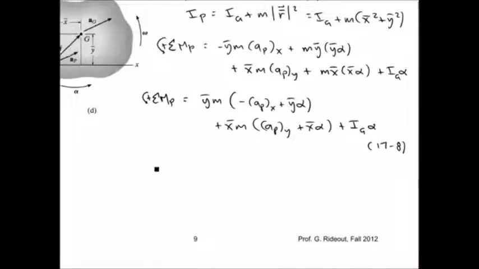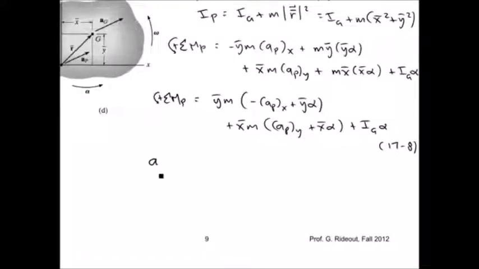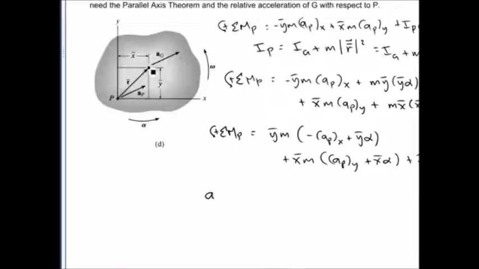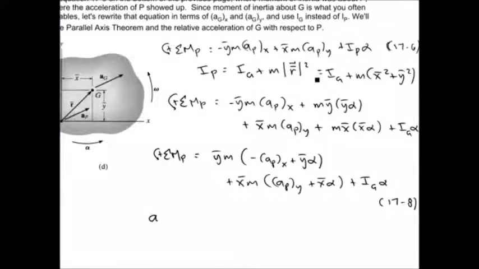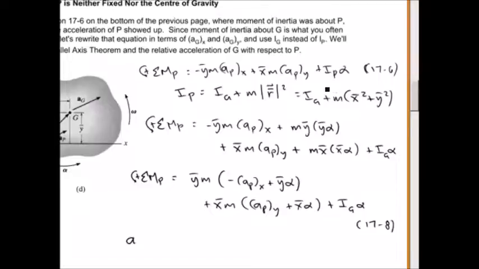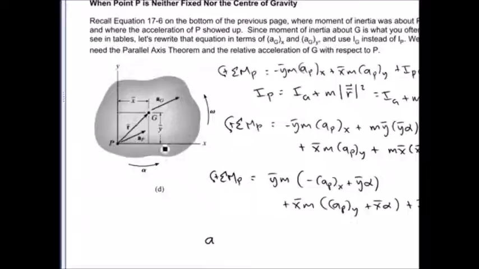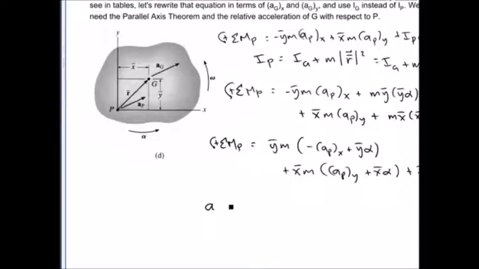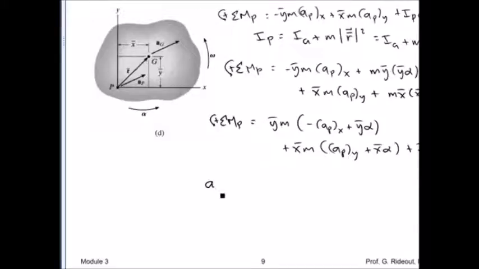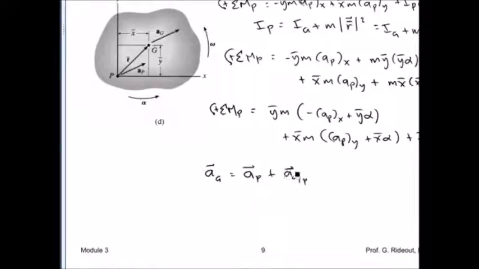What we're going to do now on the next page is, instead of writing the acceleration of P, put this in terms of the acceleration of G. So we're going to take our original moment equation about P. We're getting rid of IP in favor of IG. We're getting rid of the acceleration of P in favor of the acceleration of the center of gravity. Because when we apply Newton's laws in the x and y direction, we're going to be working with m times acceleration of G. So we're going to write aG is equal to aP plus the acceleration of G with respect to P.